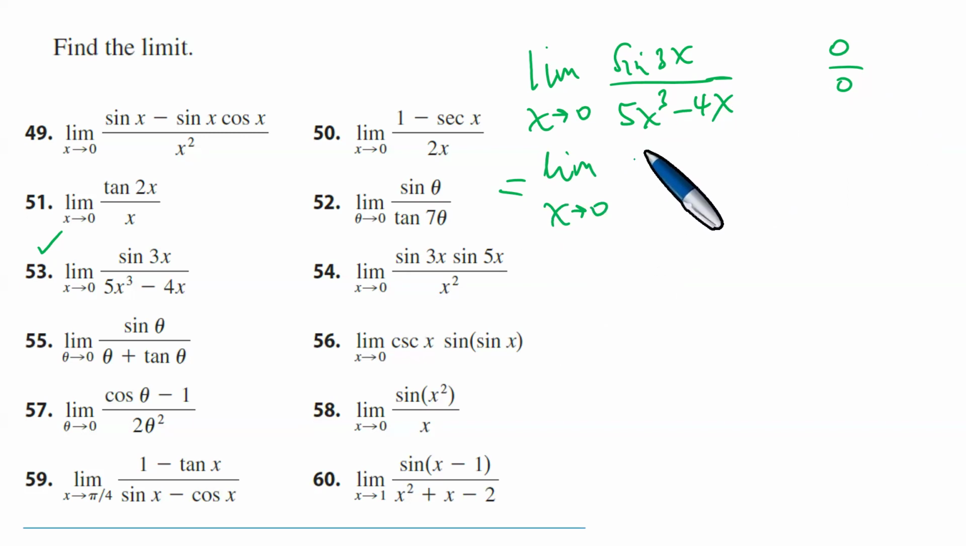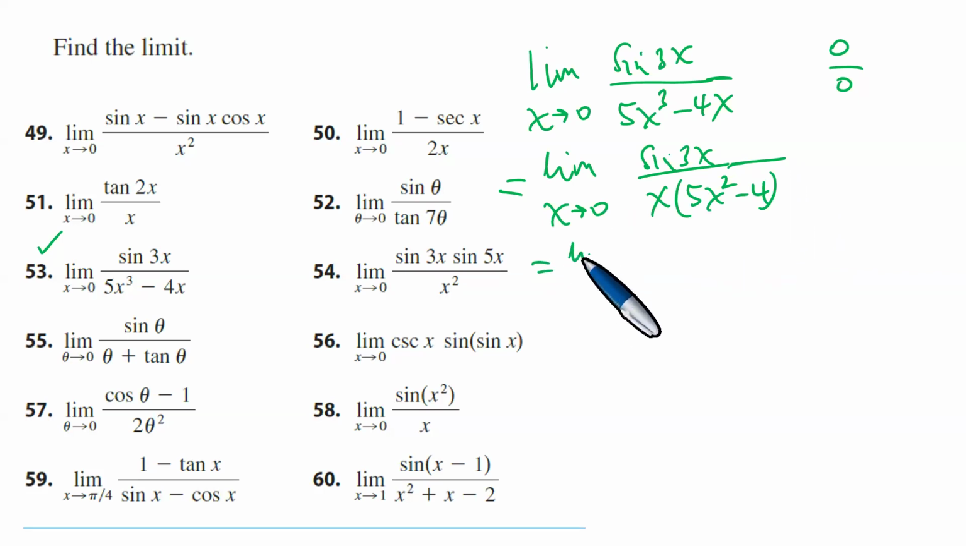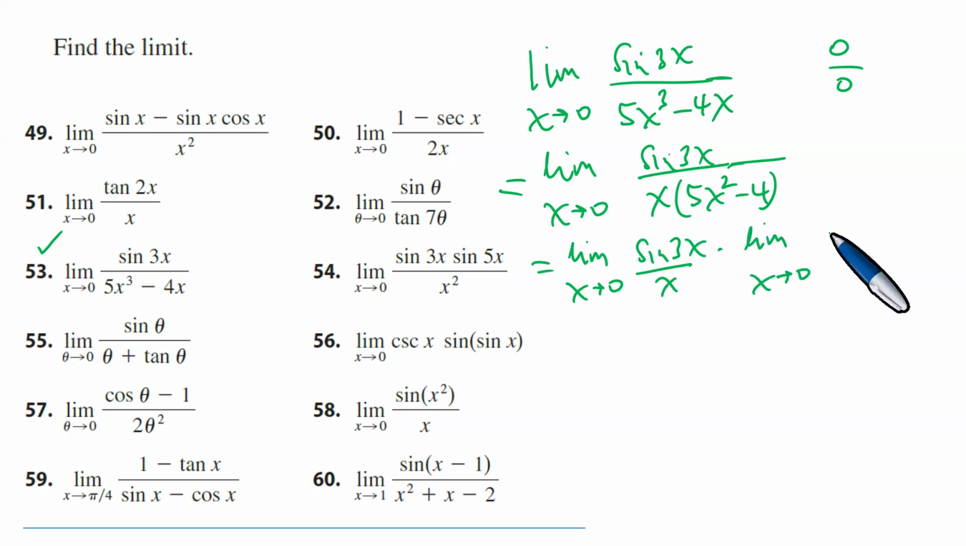To evade the 0 part, which is sine 3x over, if you pull out x, you have 5x squared minus 4 like this. We just pulled out x from the denominator. So the limit as x approaches 0 is sine 3x over x times the limit of 1 divided by 5x squared minus 4.